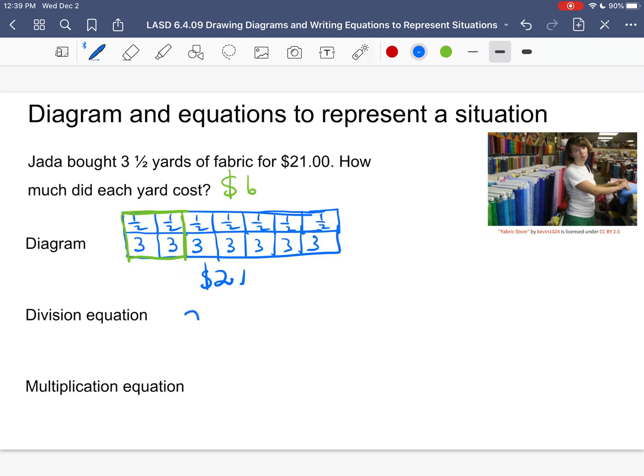So let's write a division equation to represent this situation. So she paid $21 for 3.5 yards. So if we divide it by 3.5, we'll find the cost per yard. Or if we want to write a multiplication equation, we can say 3.5 multiplied by some price per yard is $21.